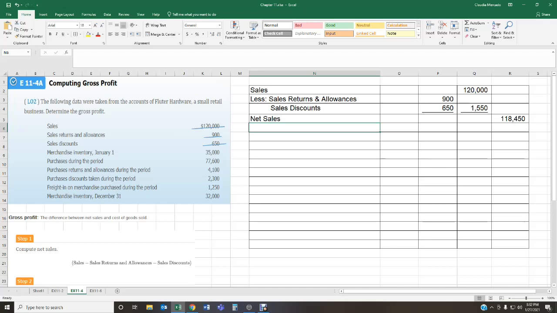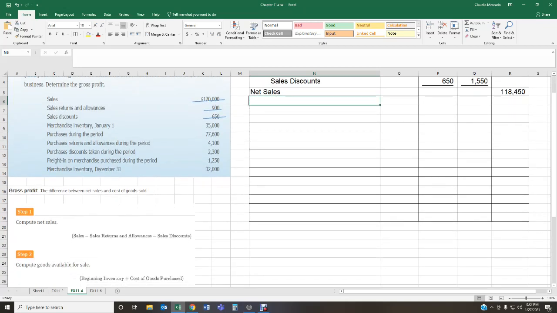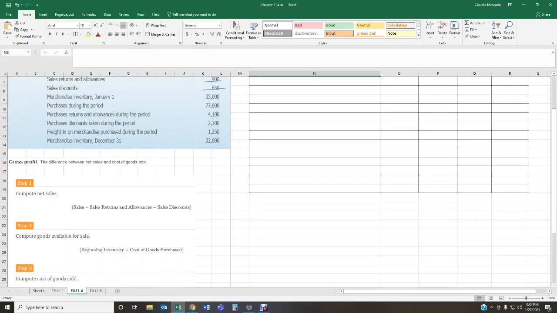You subtract those two numbers on your third column, and that will give you your total on the fourth column. Okay? That is step number 1. Step number 2 is compute goods available for sale. Okay? That's going to be your beginning inventory plus your cost of goods purchased.